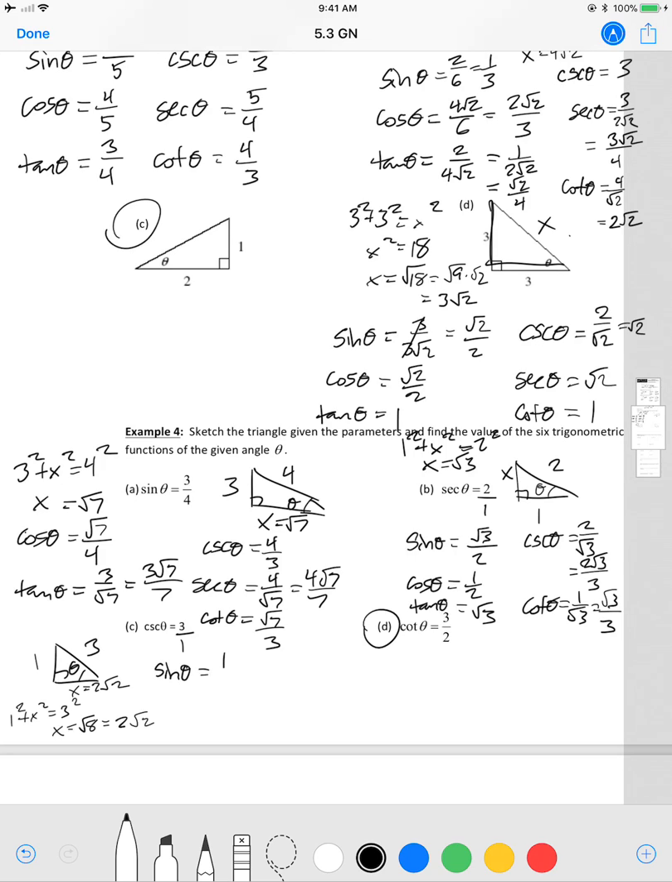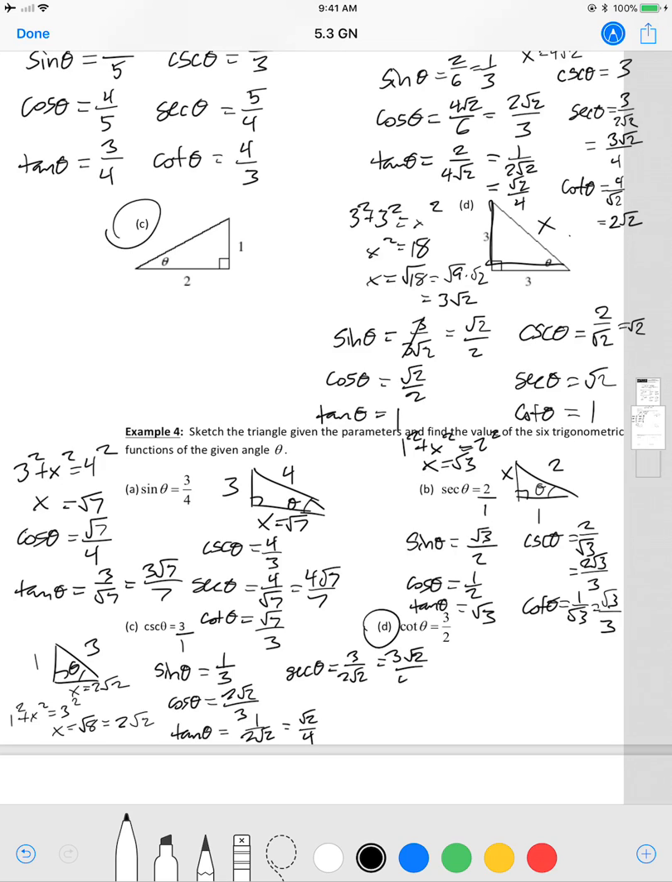So the sine of theta is 1/3. Cosine of theta, 2 square root of 2 over 3. The tangent of theta is the opposite over adjacent side. Rationalize the denominator, as always. They gave me cosecant, so I need secant. Secant means I flip the cosine.